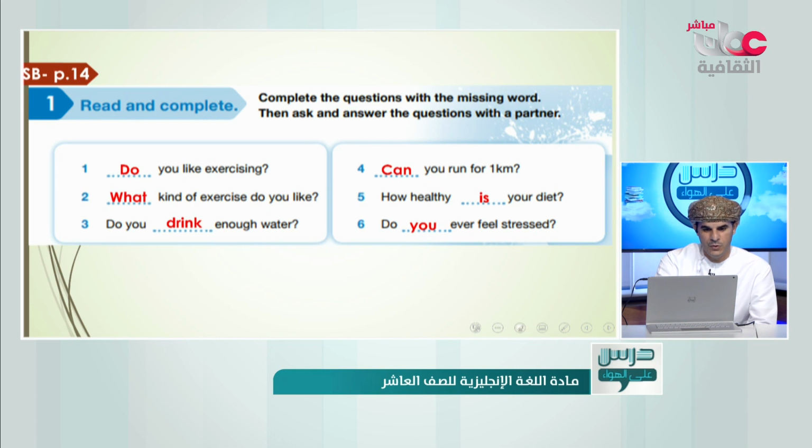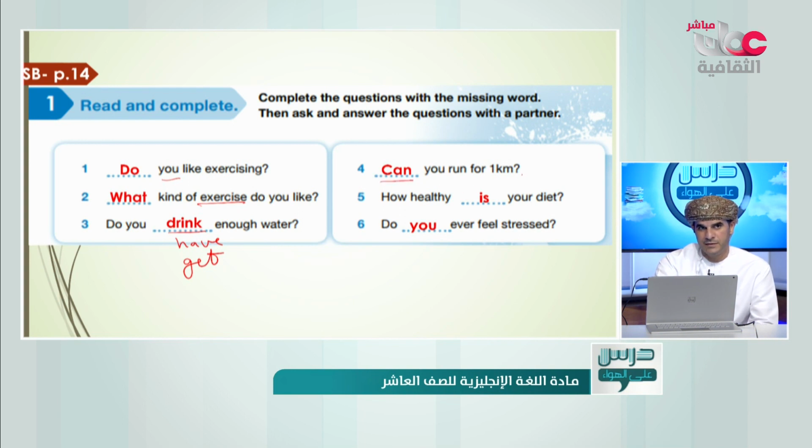Number 1, do you like exercising? Do, because it's a plural pronoun. What kind of exercise do you like? Is asking about something. When you ask about a thing, exercise, we use what. Do you drink enough water or do you have enough water? You can use have as well. It's correct. Do you get enough water? Also you can use get. You can write get. Do you get enough water? It's also correct.